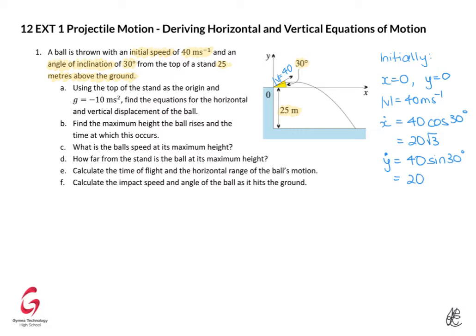Now the first question, part A, is asking us to use the top of the stand as the origin, which we've done, and to consider, in this case, acceleration due to gravity being equal to -10. So they're asking us to consider rounded whole numbers here. And they want us to firstly find the equations for the horizontal and vertical displacement of that ball. So that means that we need to find the equations for x, or the horizontal displacement at any point in time, and we need to find the vertical displacement y at any point in time as well.